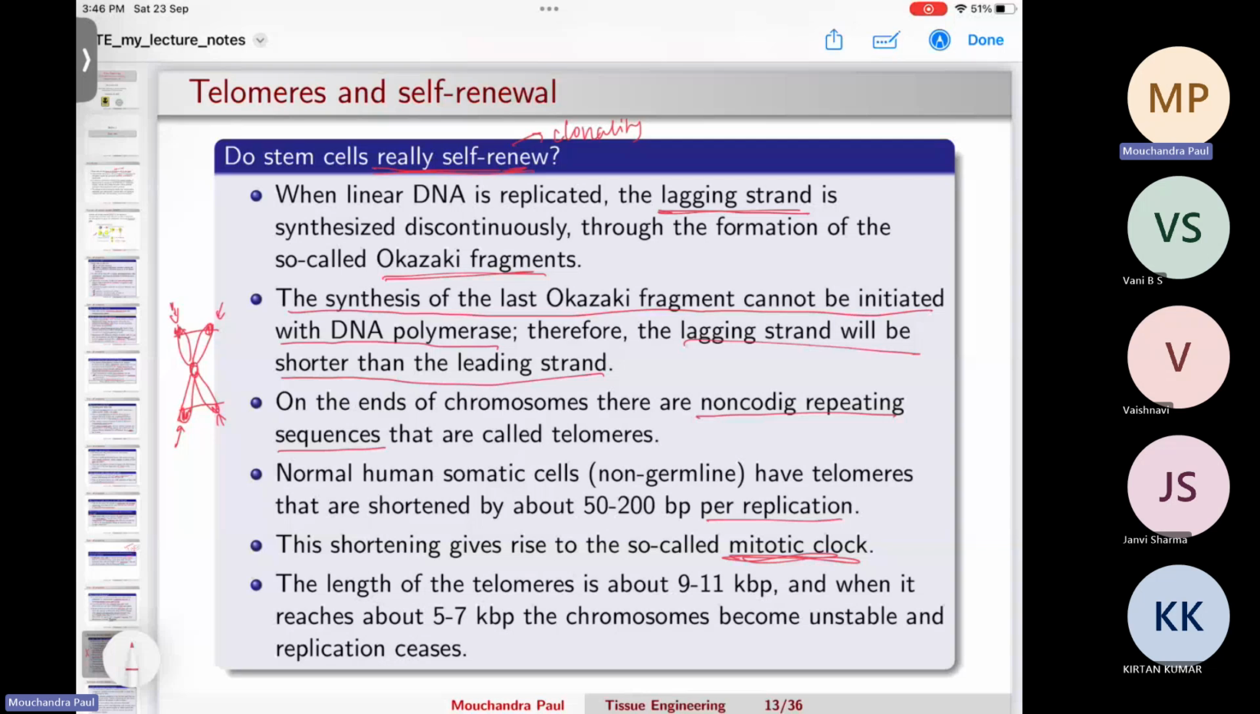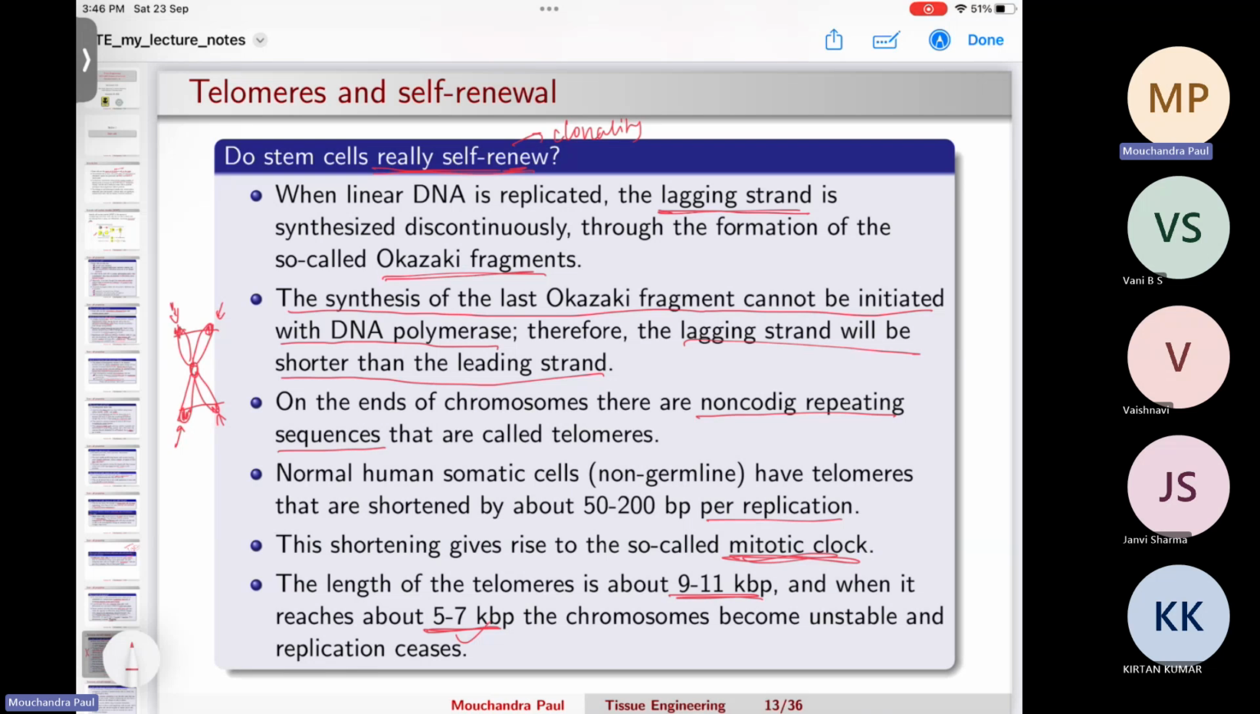Okay, so in every replication, the telomere length is getting shorter by 50 to 200 base pairs. At the time of birth, the length of the telomere is around 9 to 11 kilo base pairs, and by old age, the length of the telomere reaches 5 to 7 kilo base pairs. At this length, cell replication basically stops.